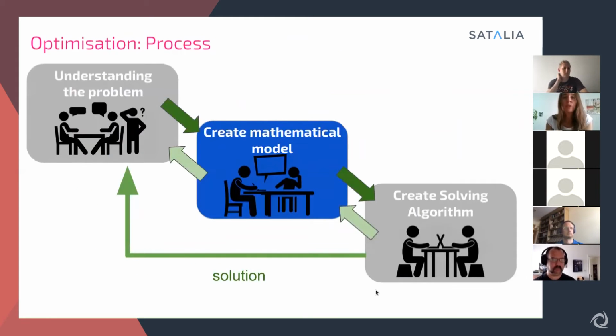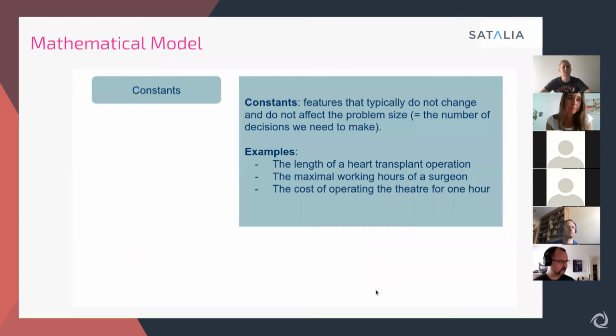So we have understood the problem, so how can we now mathematically model these problems? A mathematical model consists of different components, and I'm now going to go through those different components one by one for our hospital optimization problem. The first thing we have are constants. And a constant is what we consider a feature that will not impact the number of decisions we have to make or the number of choices we have. So an example for constants in our problem are the length of an operation or the maximal working hours of a surgeon. They do not impact the number of decisions we have to make.